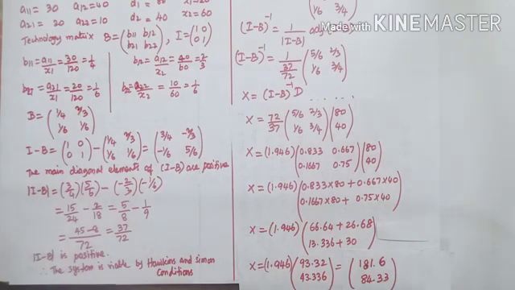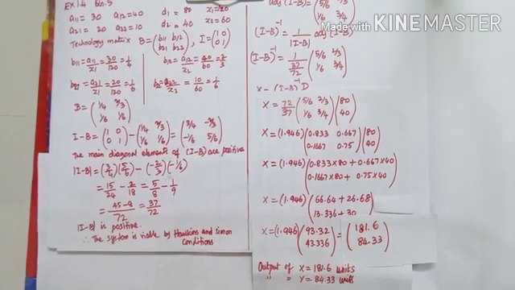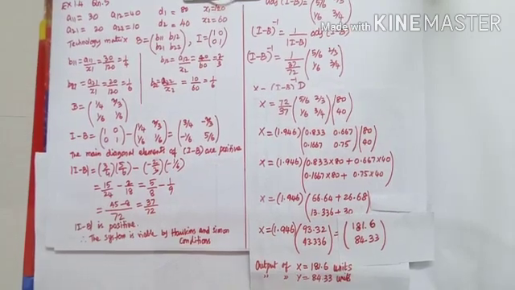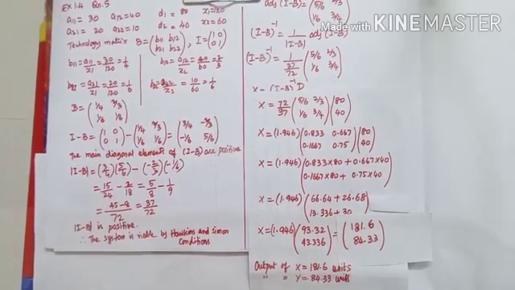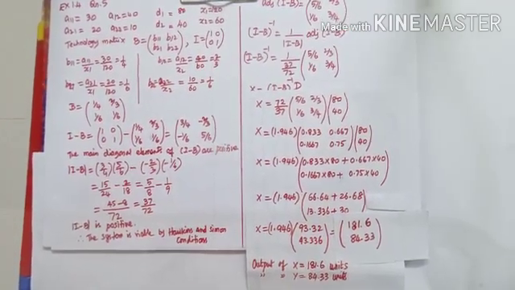So the first industry output is 181.6 and the second industry output is 84.33, and that is the answer. Take and write the answer, output of X and output of Y. Whatever answer we get, that many units.